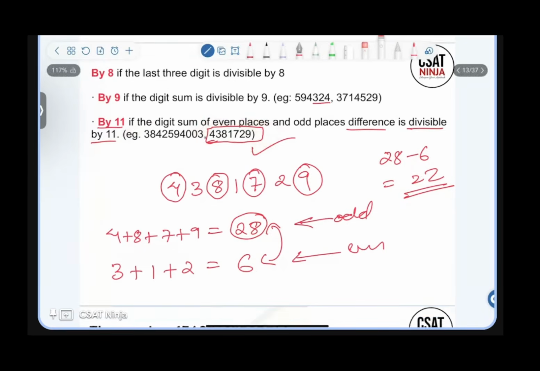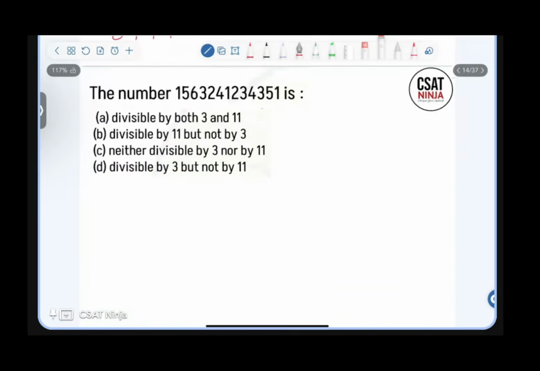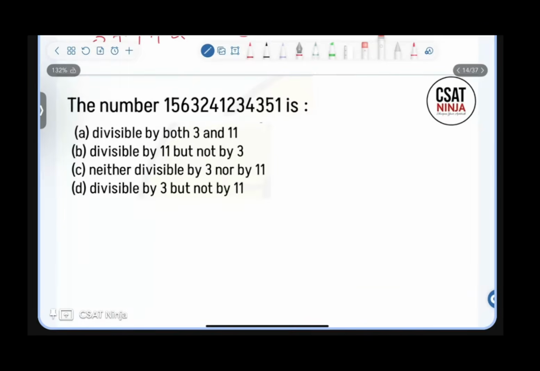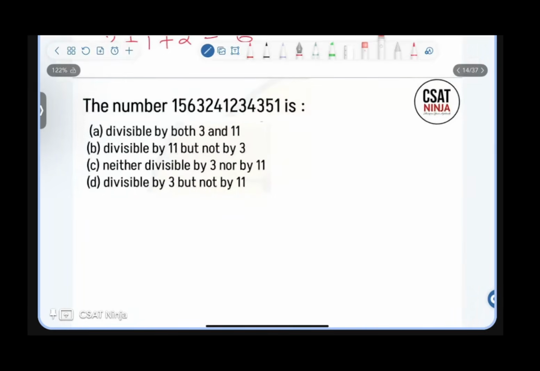Okay, let's try to apply this concept in some questions here. The question here, actually this question was asked in CGL. I think it was in the year 2022, I guess, or 2021. The number, this one, is divisible by both 3 and 11, that is option number 1, divisible by 11 but not 3. That means I just need to check whether this number is divisible by 3 and 11. So let us check by 3.